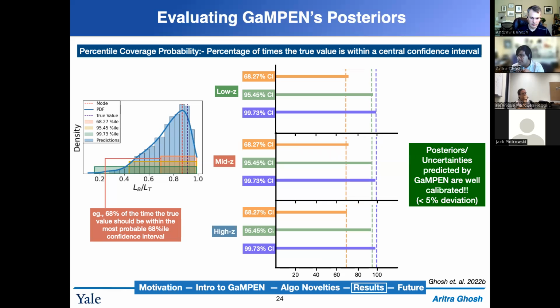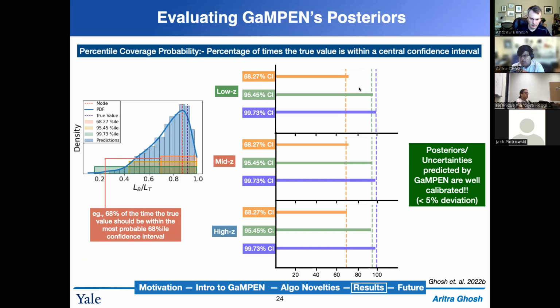To give you an understanding of the errors, here I'm showing you the mean coverage probabilities, averaged over the three different parameters. But even if you were to take each parameter individually, our deviation is never more than 5%. So this tells you that on the whole, on average, the distributions that we predict are well calibrated and accurate.